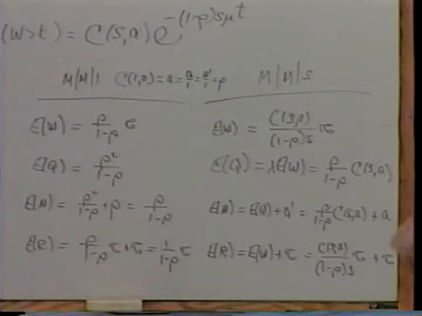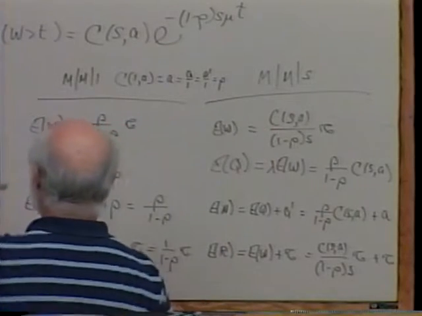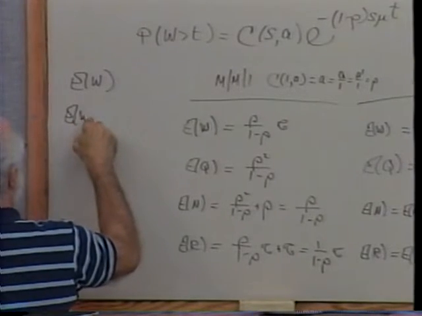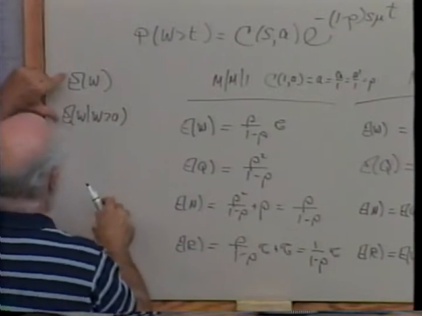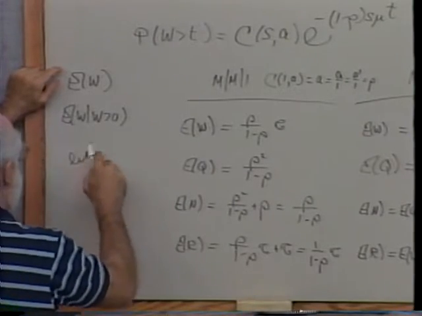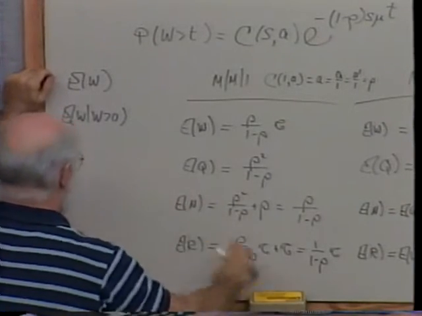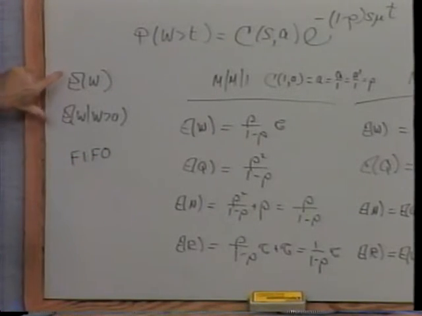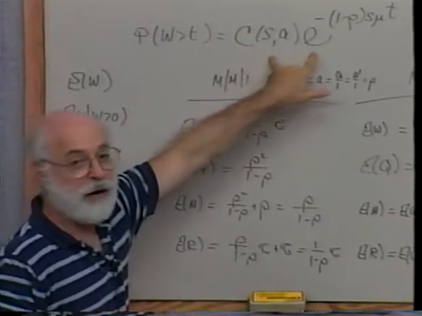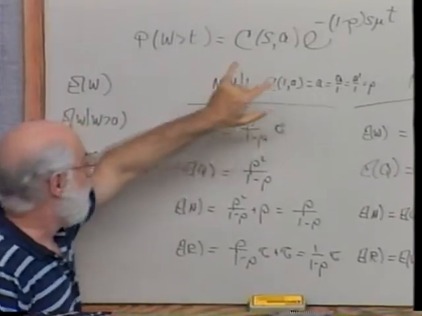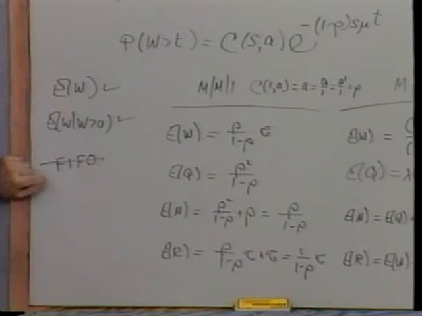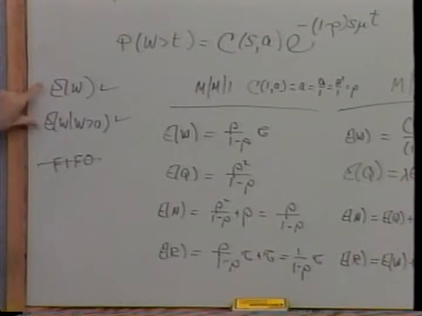Now, something else that's interesting here was I had formulas for the expected value of the waiting time and the expected value of the waiting time given that W is greater than 0. Now, all of those things were derived under the assumption of FIFO. But even though they came from this, nevertheless, the formulas that I got for here and here are valid whether I have FIFO or not. FIFO is not required for these formulas to be correct, although it is required for this to be correct.